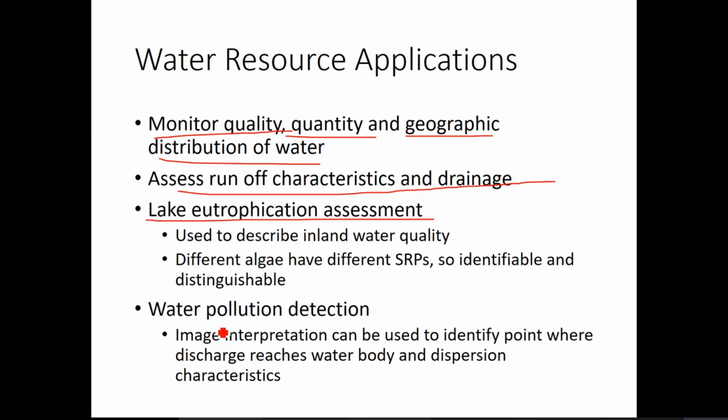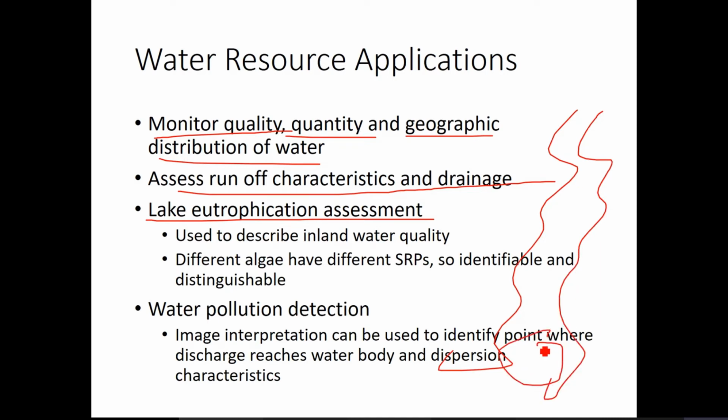Then coming to water pollution detection, suppose there is an oil spill, or there is dye in water, you know, coloring dye, textile dye in water. So of course your water's spectral reflectance pattern is going to vary, isn't it? Suppose you have a river and there is some dye here. You are observing this river using a satellite image.